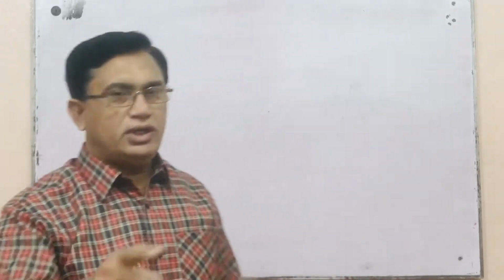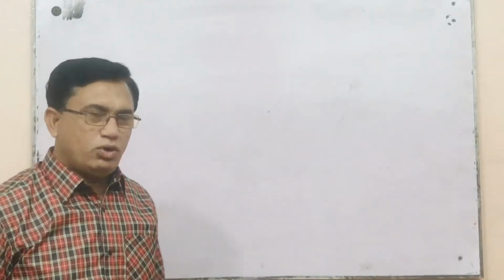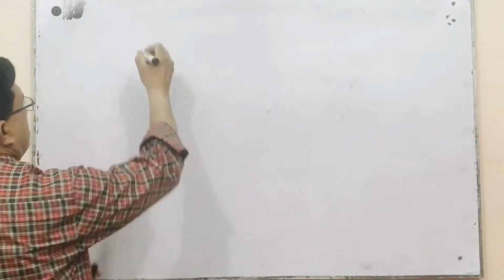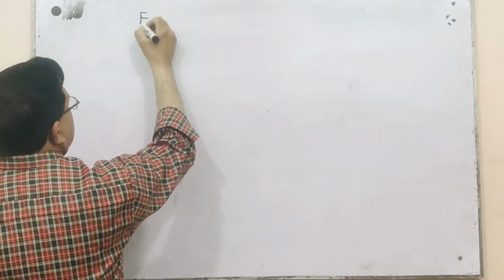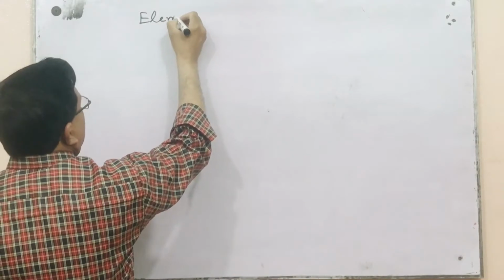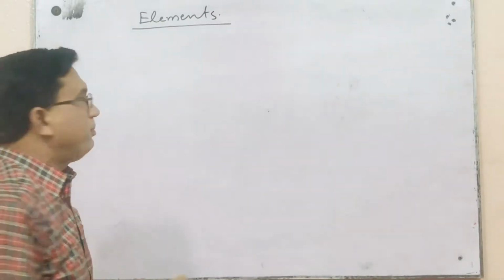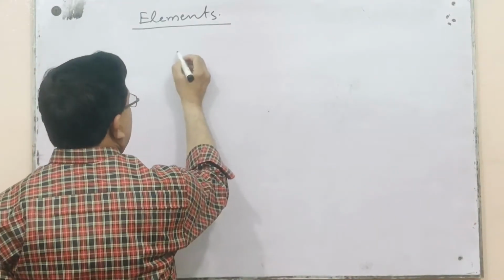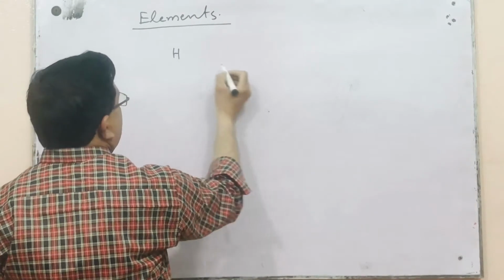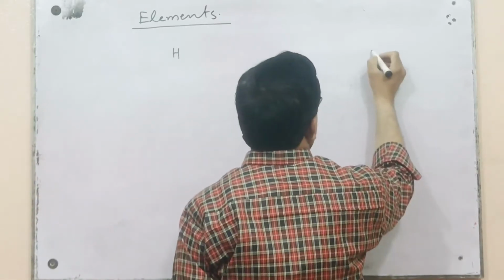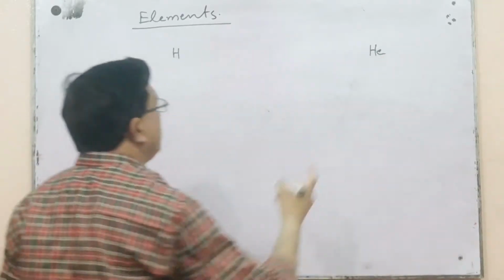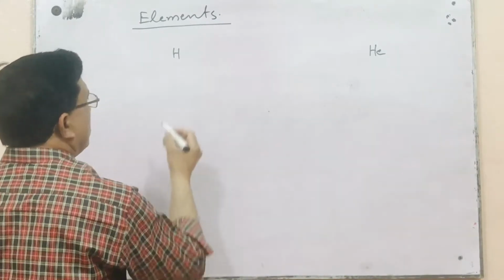I will take the help of the periodic table. In the periodic table, elements are arranged according to their increasing proton number. For example, now if we discuss elements, I will take the help of a periodic table. In the periodic table, the arrangement of elements is just like this. These elements are arranged according to the increasing order of their proton number.